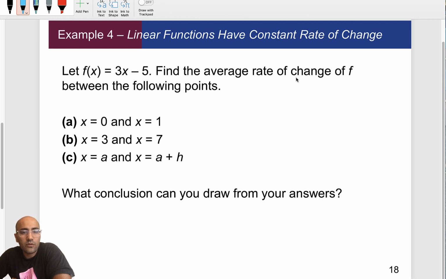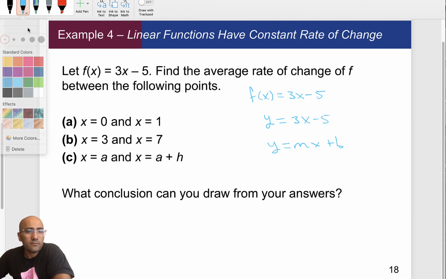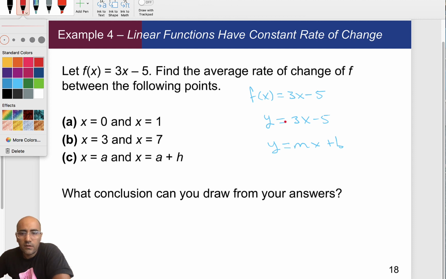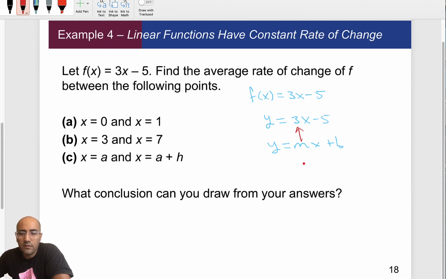So let f of x equal 3x minus 5. Find the average rate of change of f between any 2 points. Okay, so note that if we are given that f of x equals 3x minus 5, we can always go back to our standard way of describing this. These two are equivalent to each other. And this clearly fits the form y equals mx plus b, which we are very familiar with. So clearly m is being played by a 3, so m equals 3. And the b is this guy, so (0, -5) is the y-intercept.